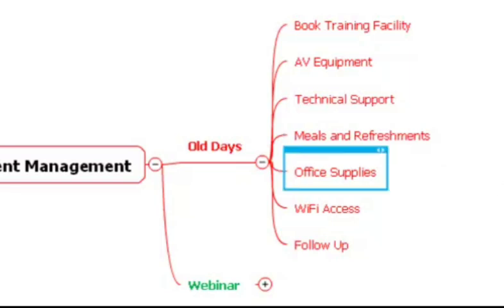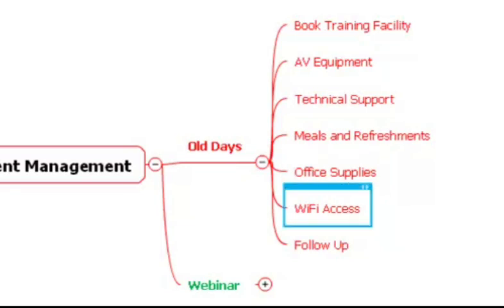There are also the costs involved with office supplies, with paper, with all of those consumables. There is a good deal of cost involved with Wi-Fi access in many places around the country, and there's work and cost involved with follow-up after the event. Okay, with a webinar, what happens there?